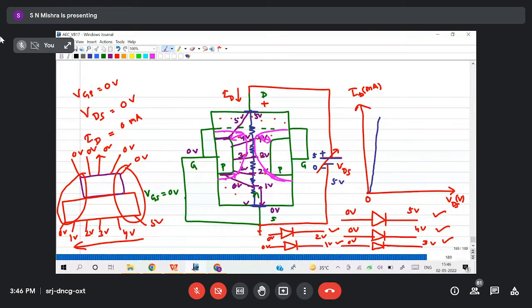Now if I increase 5 volt to 6 volt, 7 volt, 8 volt, then what will happen? The depletion region will increase and at some point of time they will touch each other. Suppose at 7 volt they will touch each other. These depletion regions are touching each other. Then can I get any current, drain current, or does the channel exist or not at this 7 volt?